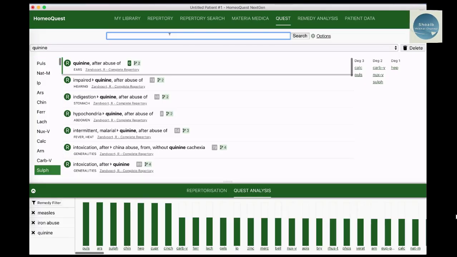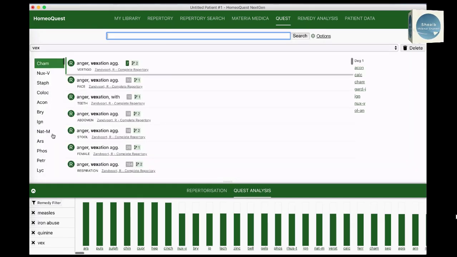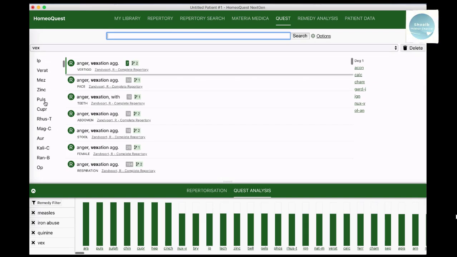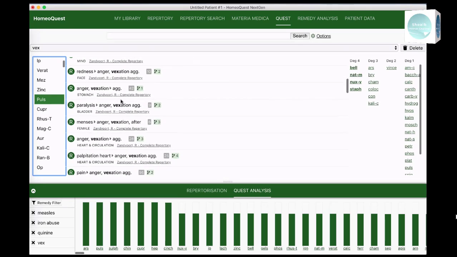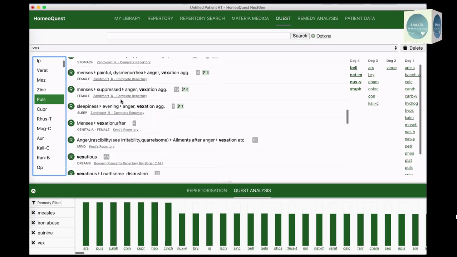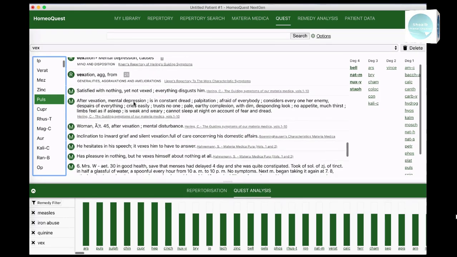So what I'm going to do is put vex, because it's an important emotion of the Ranunculaceae family, and we're going to find Pulsatilla here, because there are so many remedies with vex. Okay, now in the Pulsatilla vexation, we're going to find out what the authors say about the vexation, what exactly Pulsatilla copes with it. So let's just go down. There are lots of things.